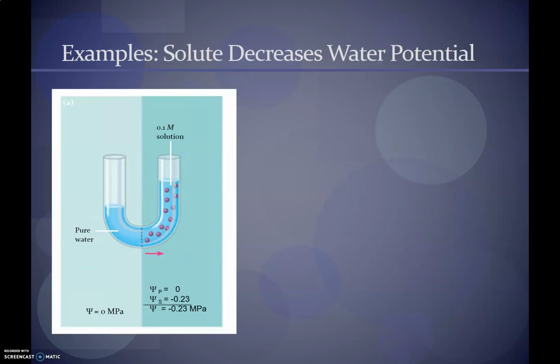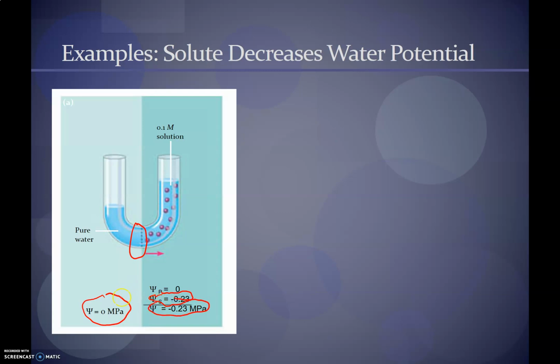Alright, so here is an example of a U-tube, okay? And U-tubes help us explain water potential. This is a semi-permeable membrane, so we have pure water on this side, distilled water, and a solution of 1 molarity on this side, but there's no pressure on it. And we can see here that the water potential of pure water is 0. And then the solution on this side, there's no external pressure, but because there's solute in it, it has a negative solute potential, which makes the total water potential -0.23.